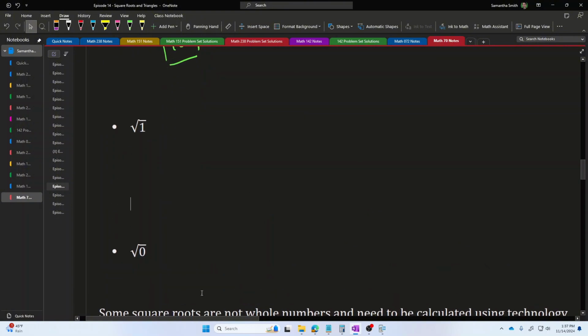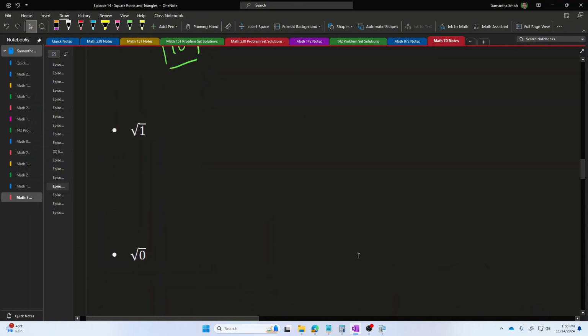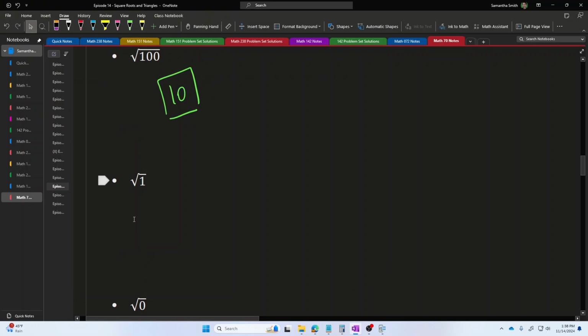The square root of 1, for example, if I'm asking myself what number becomes 1 when you multiply it by itself, if I multiply 1 by itself, 1 times 1 definitely results in 1. So 1 is equal to its own square root.